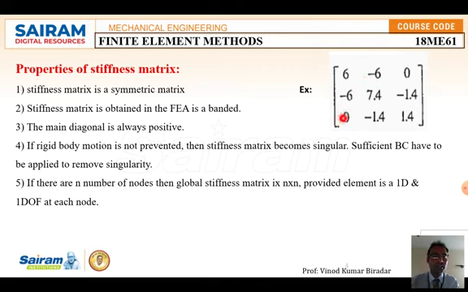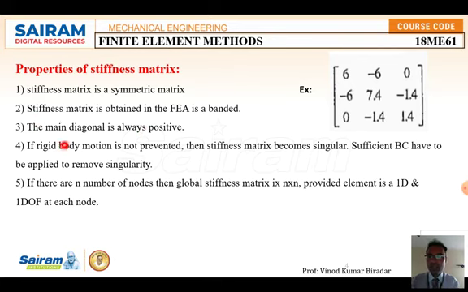If it is not there, then do the problem again, something you did wrong. So here, suppose it is minus 6 and this is 7, then it is wrong. The global stiffness matrix is wrong. So these two conditions should be satisfied. And also third, the main diagonals are always positive.